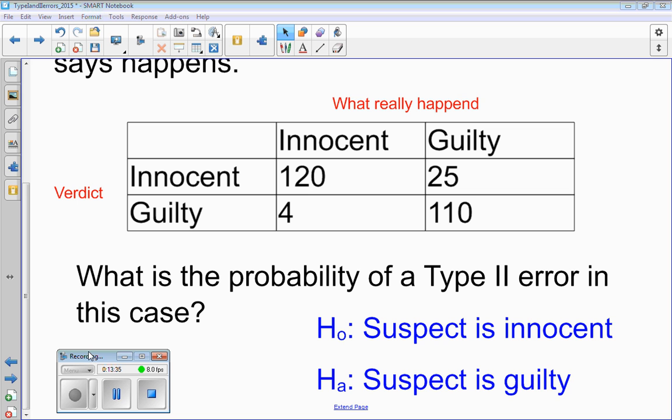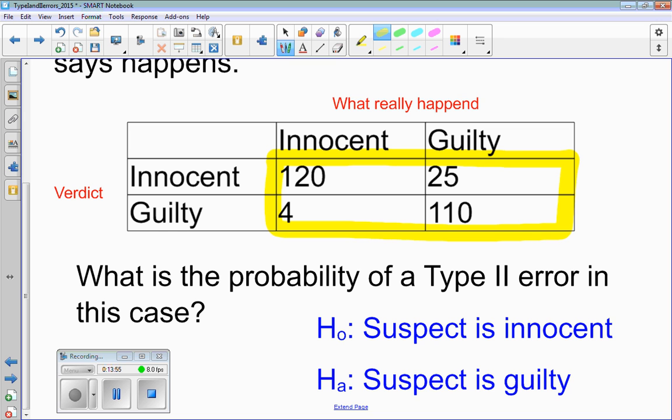So I'm going to pause the recording for a minute, and I really want you to think about the probabilities of a type 2 error. First of all, what is a type 2 error in this case? Okay? And then how can I use the numbers here to be able to come up with a probability? Okay? So I'm going to pause the recording. I want you to think about this question.